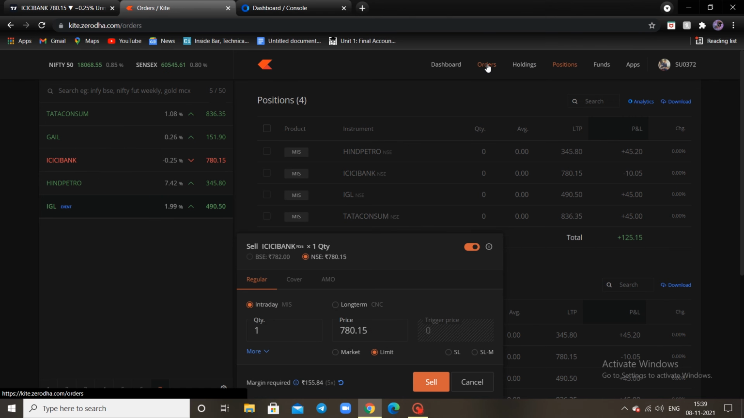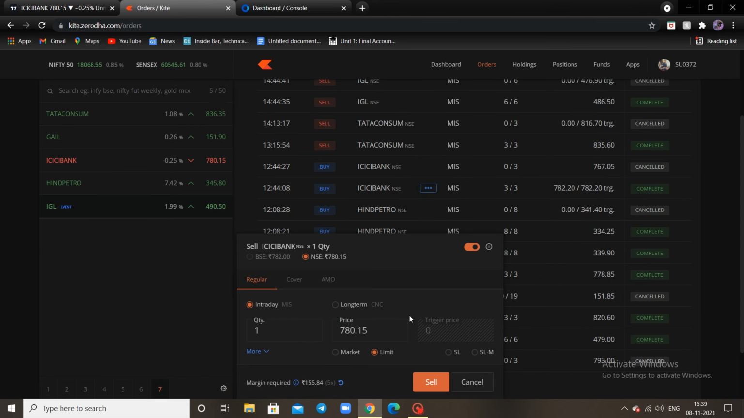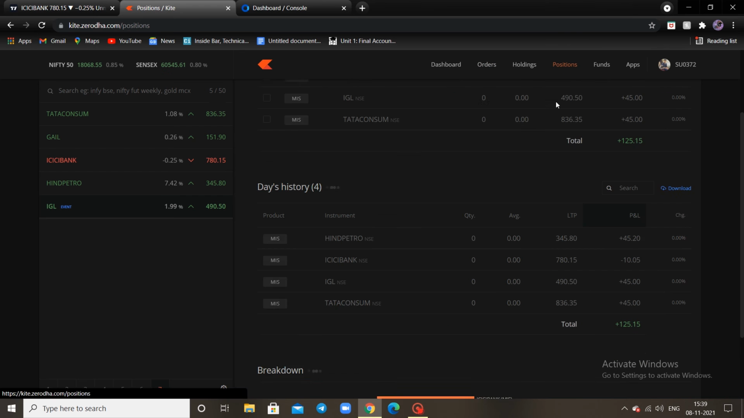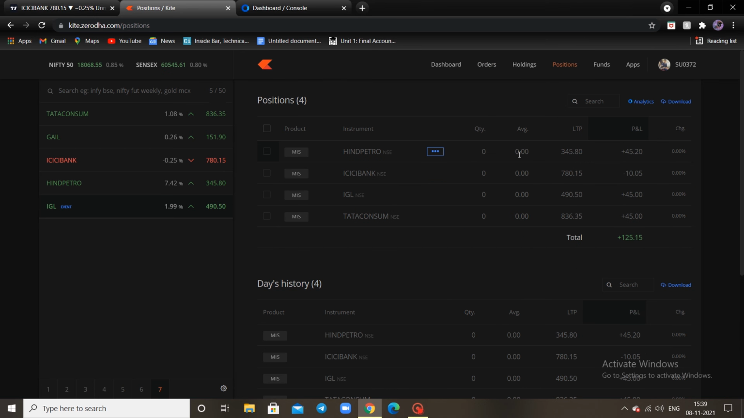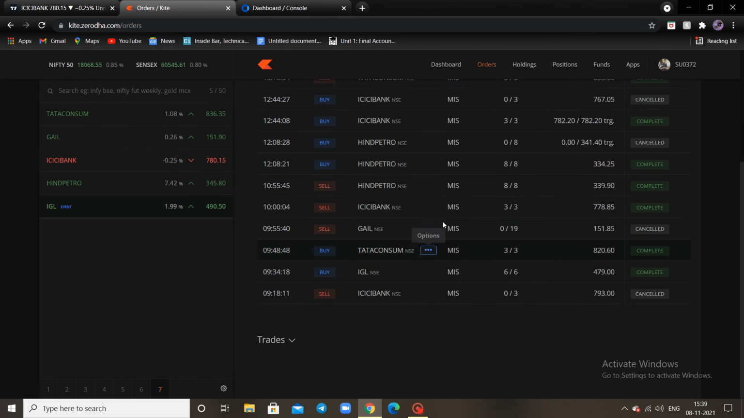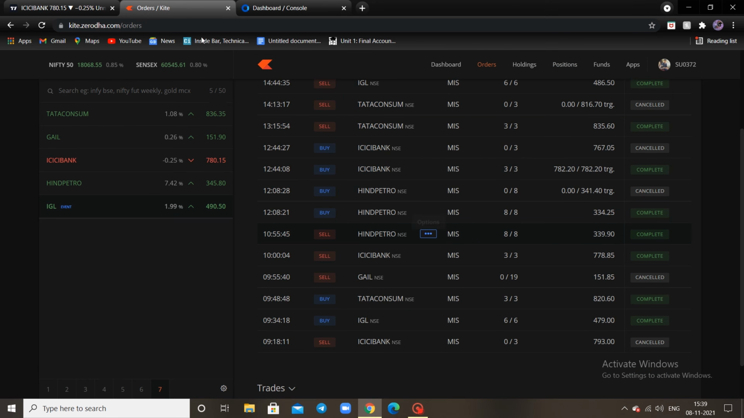How much quantity? Three quantity. For three quantity I used 467. So 10 divided by 467 into 100, it's about a 2.15 percent loss in that trade. The balance trades gave about a 7.7 percent return, and my last trade was in Hind Petro, which is my favorite one today.